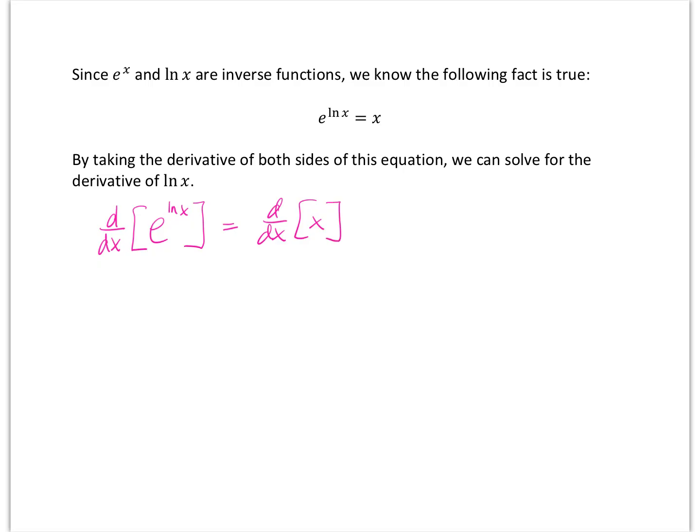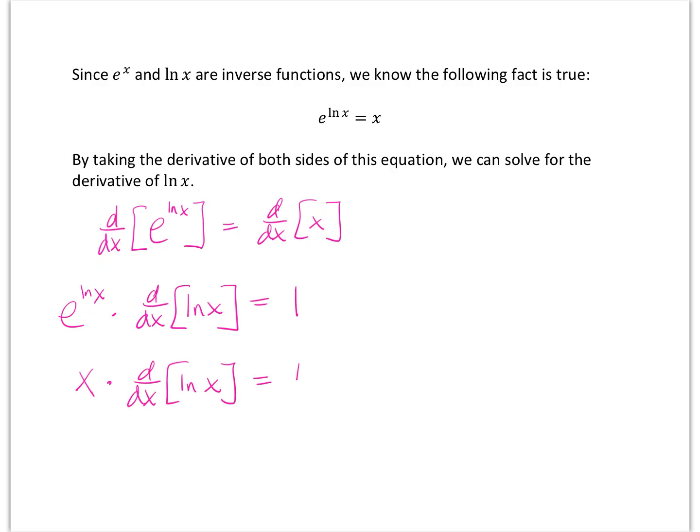Okay, now I'm going to apply my derivative rules. This is e to some stuff. So the chain rule says that the derivative is going to be e to the stuff times the derivative of the stuff. And the right side, d dx of x, is just 1. But e to the ln of x, we know this simplifies to just x. So this says x times the derivative of ln x, which we don't know, equals 1.